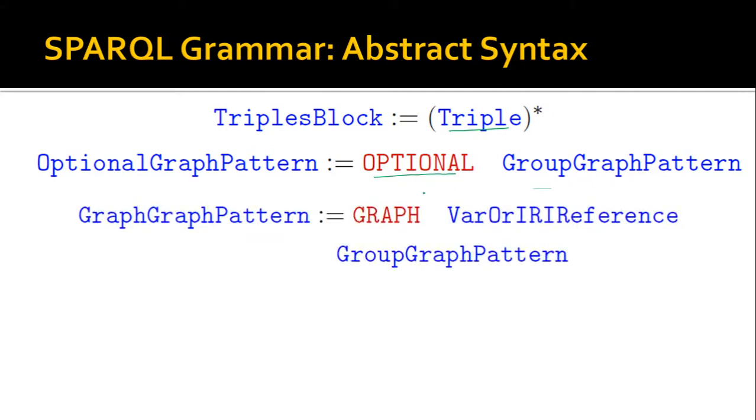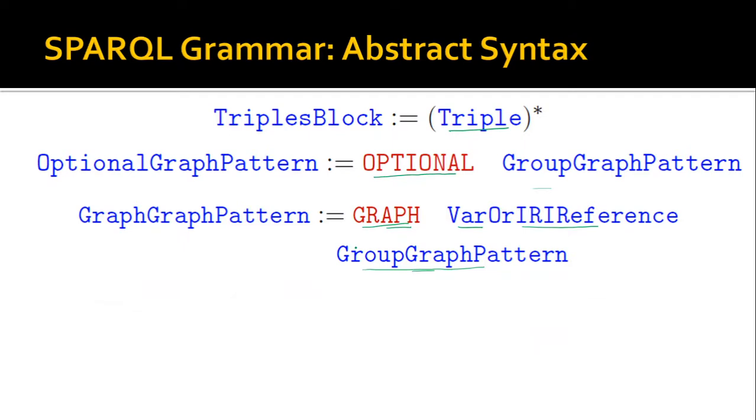Now, if we want to expand this graph pattern, basically it is having two representations. One is a graph keyword followed by one variable, then a group graph pattern, or a graph keyword followed by one IRI, then followed by a group graph pattern. Right? This is more or less straightforward.